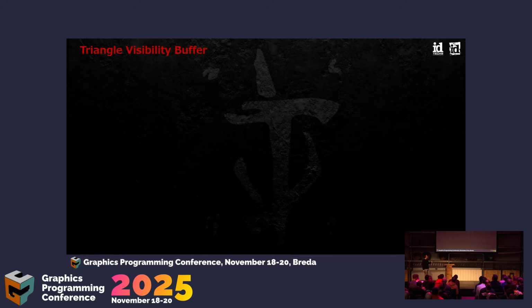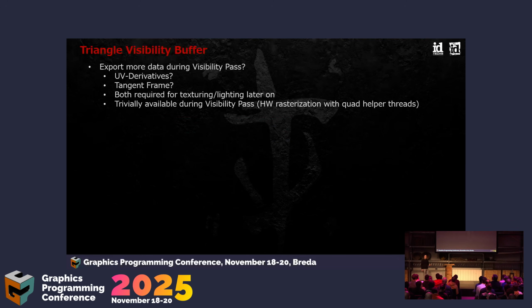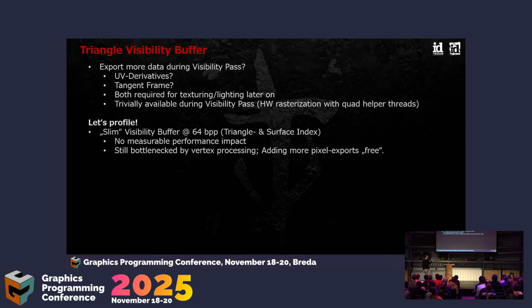So with this data stored in the visibility buffer, we have 64 bits per pixel. You might notice that we eventually will need more data than that to perform actual texture sampling and lighting. For example, we still need a tangent frame, UVs, and derivatives at some point. And we actually tried to output this as well into a larger visibility buffer. And we actually compared these two approaches.